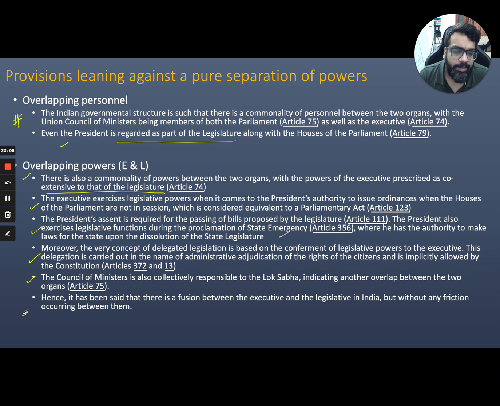Also, the Council of Ministers are collectively responsible to the Lok Sabha, again indicating an overlap between the organs.